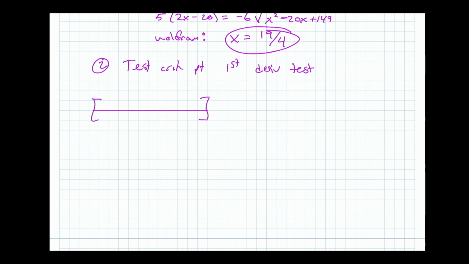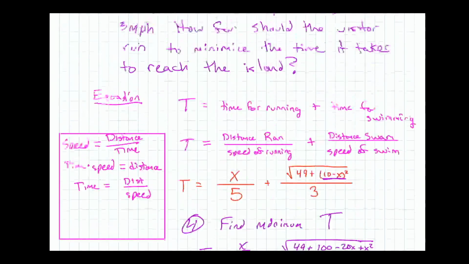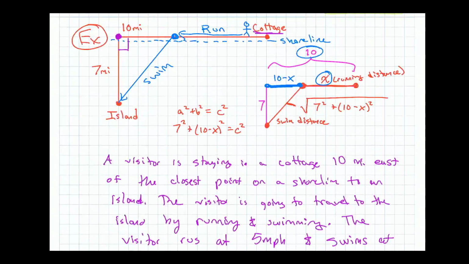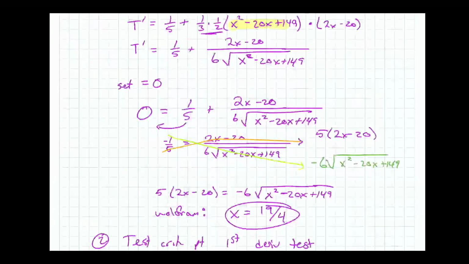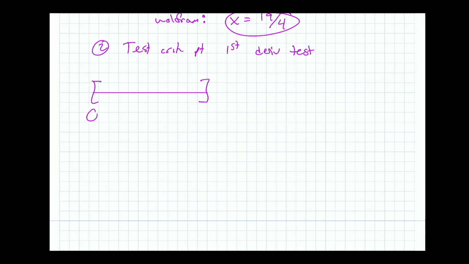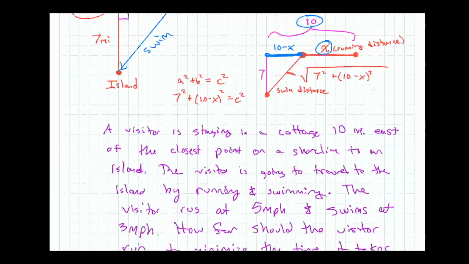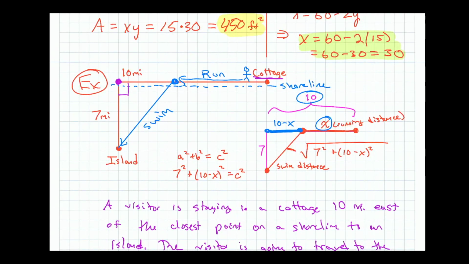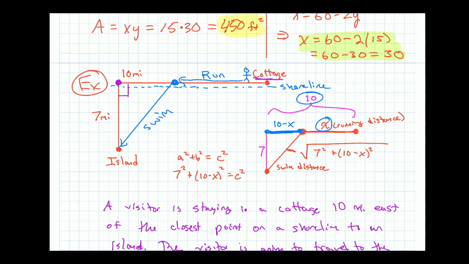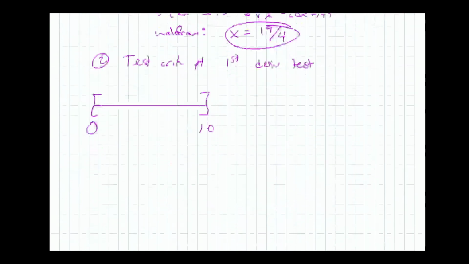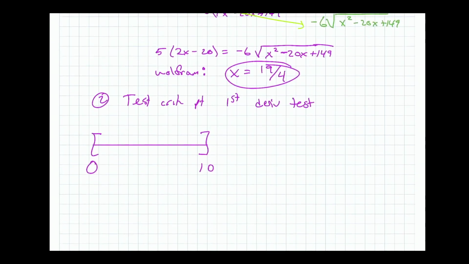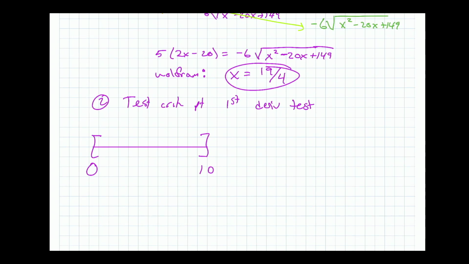Now, what's x, by the way? From the picture, x was the distance that we ran, the running distance. So the minimum distance we could run is 0. The maximum distance we could run was 10, because if you look at the picture, 10 miles was from the cottage to that closest point on the shore. So that's the farthest we would run. And then we have 19/4, which is 4.75. That's your critical point.